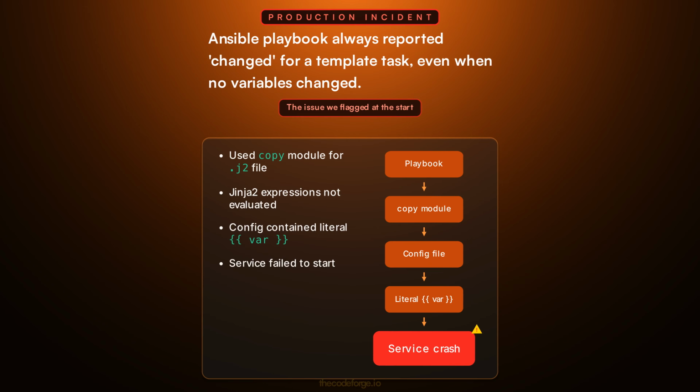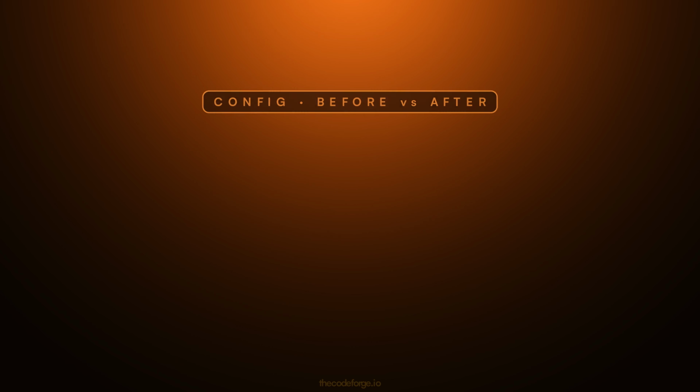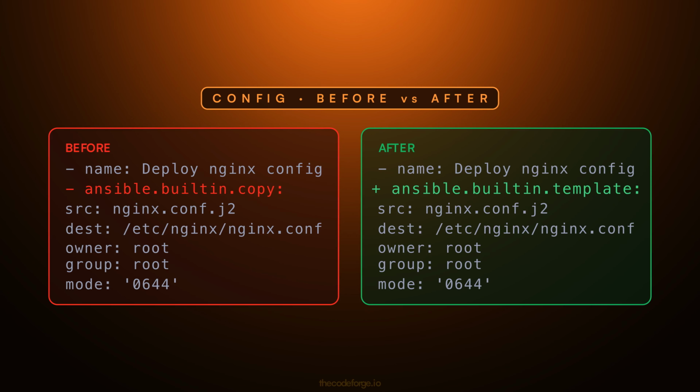Here's exactly why that happened. We used the copy module instead of template. The source file had {{ server_name }}, but copy transferred it verbatim. The resulting config had a literal {{ server_name }} string, causing the service to fail. The root cause was a simple module choice mistake. Using the copy module instead of the template module caused Jinja2 expressions to be written literally into the config file, leading to malformed configurations and service failures.